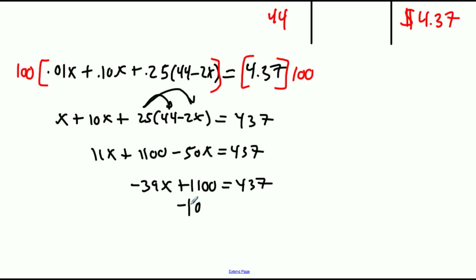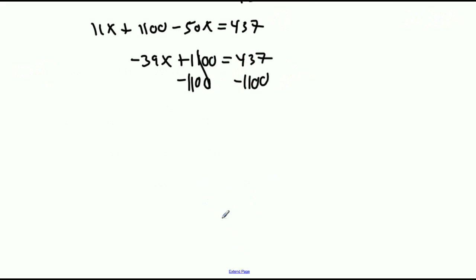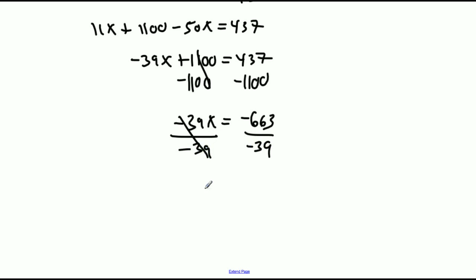I subtract the 1100. I get negative 39x equals negative 663, and then I divide by 39. x equals 17. Okay, don't stop there and start giving hand claps. Not quite yet. Let's come back up here.